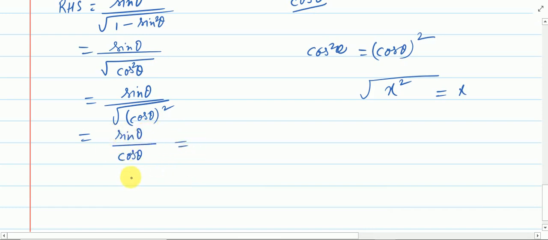But you know that sine theta upon cos theta is what? Tan theta, which is your left hand side. It is proved.